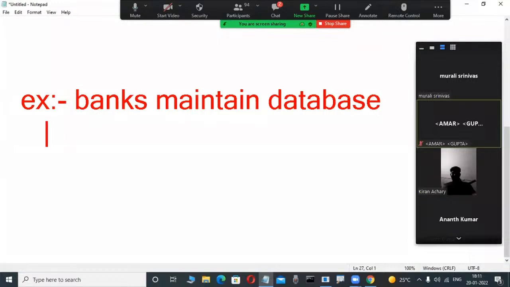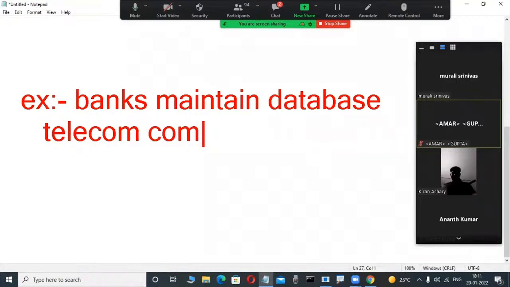Suppose telecom companies. So many examples are there, I'm just telling roughly for easy understanding. Telecom companies maintain databases. Suppose you make a call to your friend or anything. Where will those call details be stored? In a database.